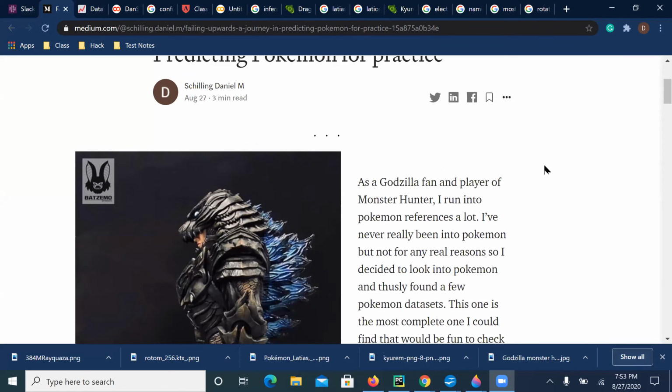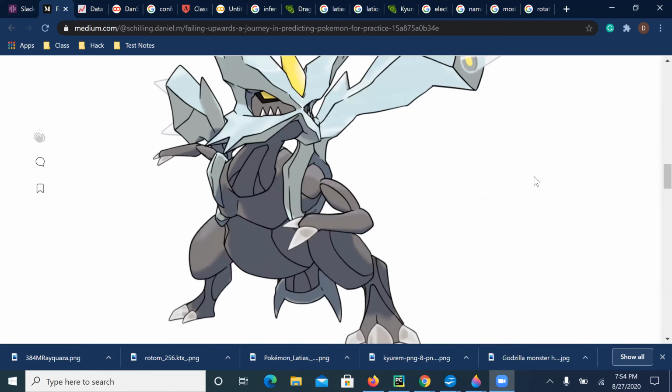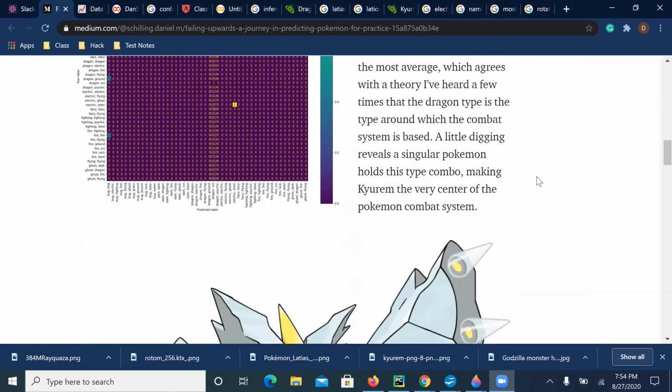So I thought it'd be fun to talk about some inferred epiphanies I had while doing the data cleaning and feature engineering. We can see here that this is really inaccurate, but Dragon Ice was the most predicted, which would indicate it's super common. And then only one Pokemon has that combination, so this ends up being the very center of the Pokemon combat gameplay system, I guess. Very new to Pokemon. I've only been looking at it for a week and a half. But this is Kiryu, or Kiryuum. I don't know how to pronounce that.